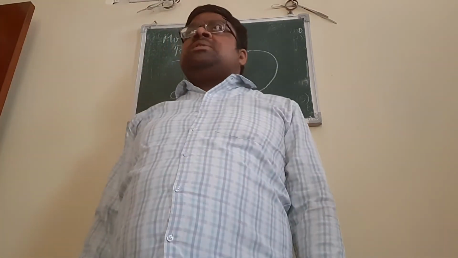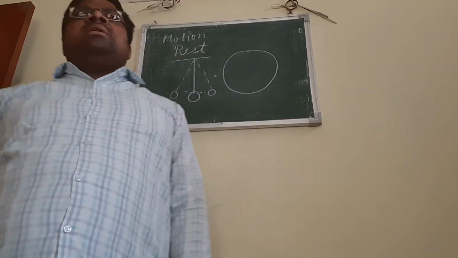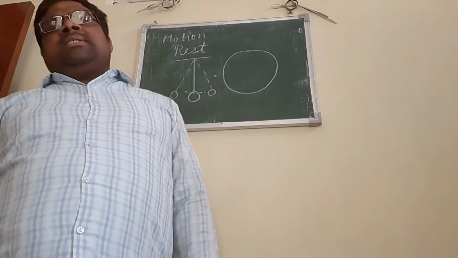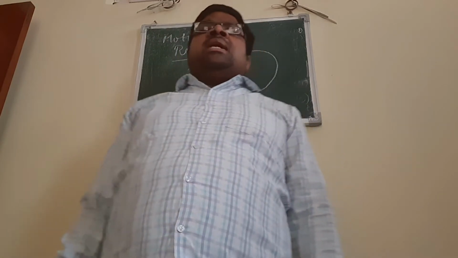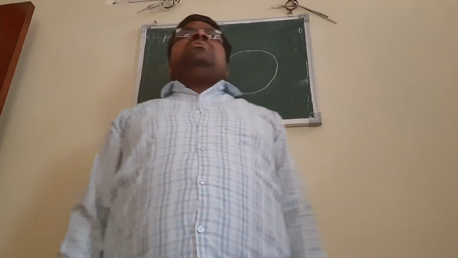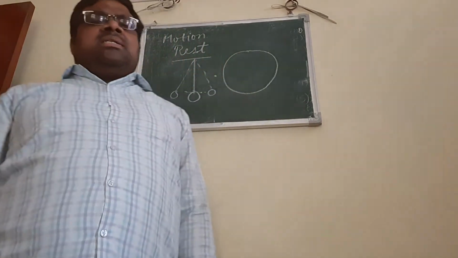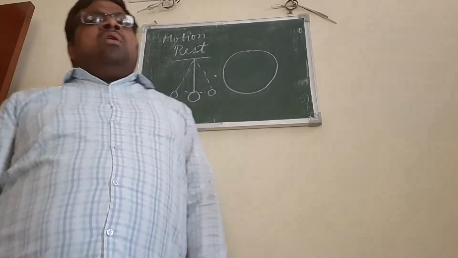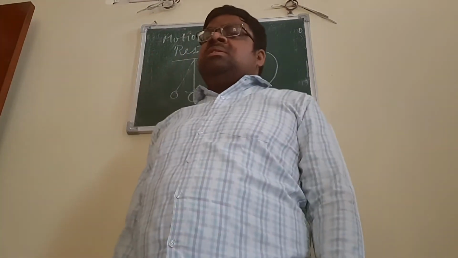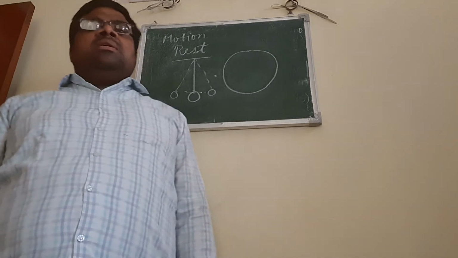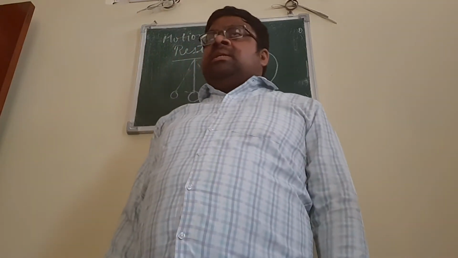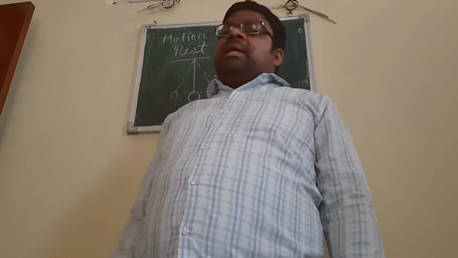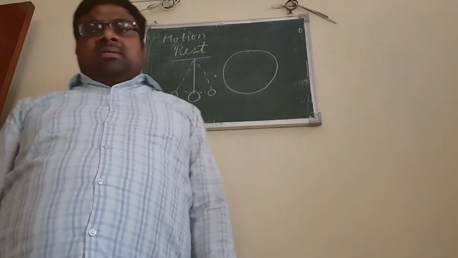This type of motion is known as multiple motion, meaning performing two or more motions at the same time. So these are the types of motions. Now the next topic that we are going to study is speed. What is speed? This is the first question that comes to us. Speed is a scalar quantity. It has only magnitude and there is no direction.